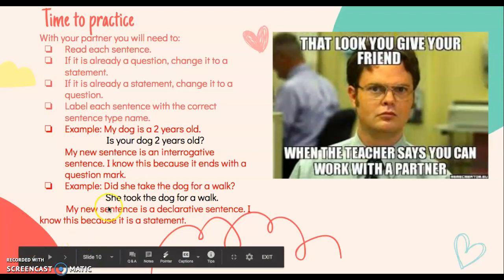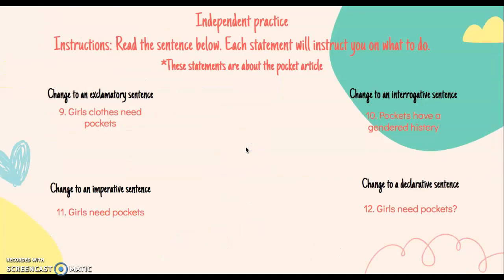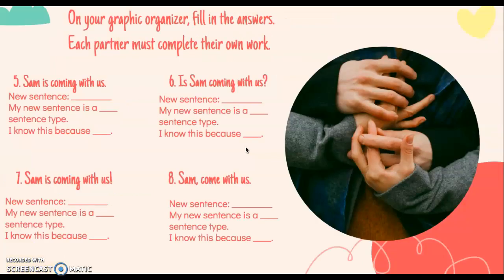Another example would be, did she take the dog for a walk? We know that's interrogative. It ends in a question mark. So your new sentence is, she took the dog for a walk. So my new sentence is declarative because it is a statement. Okay, so now by yourself, whoops, I missed one.